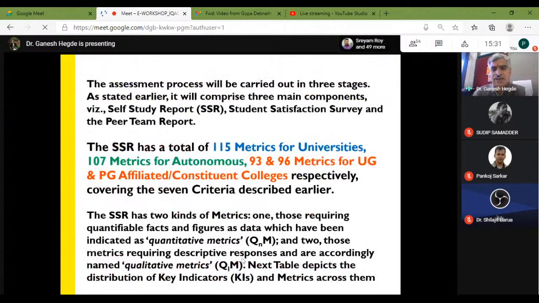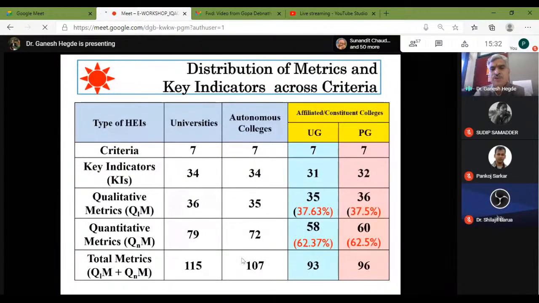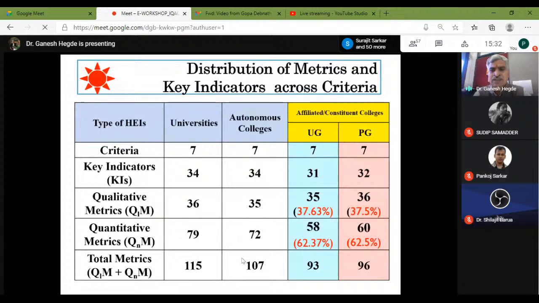There are 93 or 96 metrics for UG and PG. Earlier, there was no differentiation between the UG and the PG. In the recent manual, the NAC has brought out 93 metrics for UG and 96 metrics for PG. If you look at this chart of the distribution of the metrics, there are more key indicators for the autonomous colleges and universities, and one or two fewer for the UG and PG colleges.